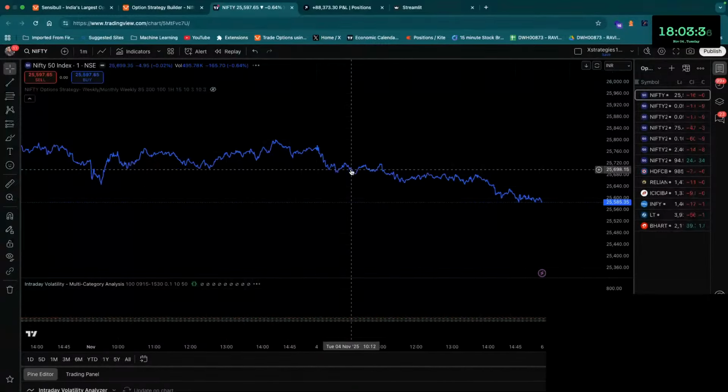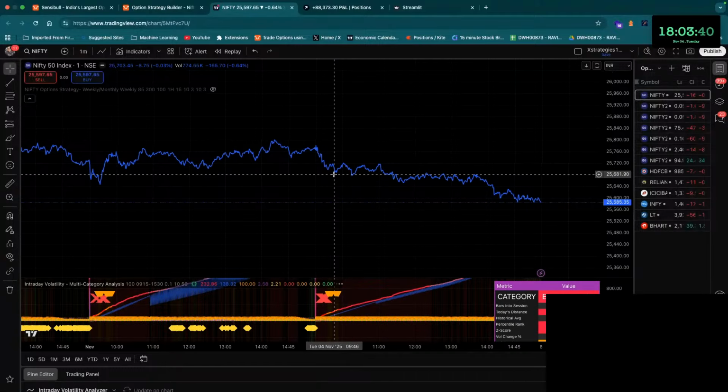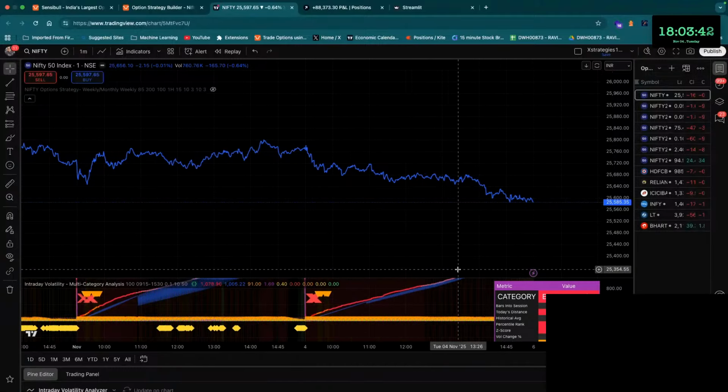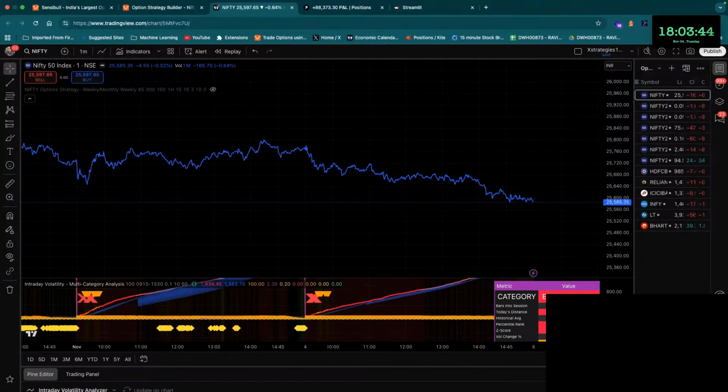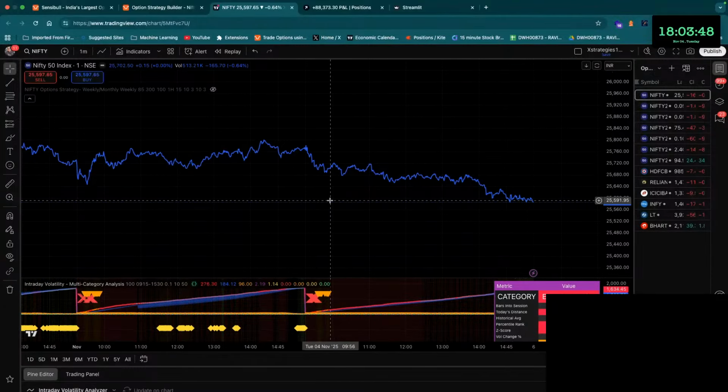What it does is it takes the last 100 days and each day how the 1 minute candle traveled, and then it says, okay, this is the average for the 1 minute candle to travel, but today it is actually traveling maybe higher or lower. If it is traveling higher, it means that it is very volatile. If it is traveling lower, it is less volatile. I think that's the simple logic.